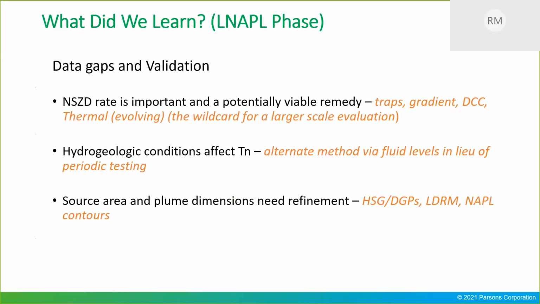Okay, so what are the key takeaways from this? The key takeaways: NSED rate is important. It's a potentially viable remedy. Obviously, the challenge is it's still an evolving science in terms of, is there an easier way to get this information? And we have to bear in mind that NSED rate is not as simple as collecting fluids data or doing bail-down testing for transmissivity, relatively speaking. Obviously, there are different tools and techniques like traps, gradient methods, and then the thermal methods, which is a more recent metric that is still evolving, but this is the wild card.